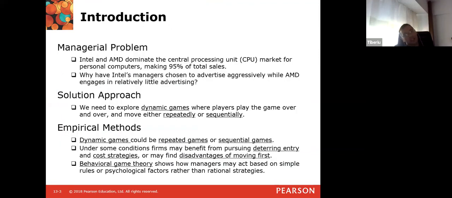Introduction. Intel managerial problem. Intel and AMD dominate the central processing unit market for personal computing, 95% of total sales. Why have Intel's managers chosen to advertise aggressively while AMD engages with a relatively little advertised approach? Solution approach: we need to explore dynamic games where players play the game over and over and move either repeatedly or sequentially.